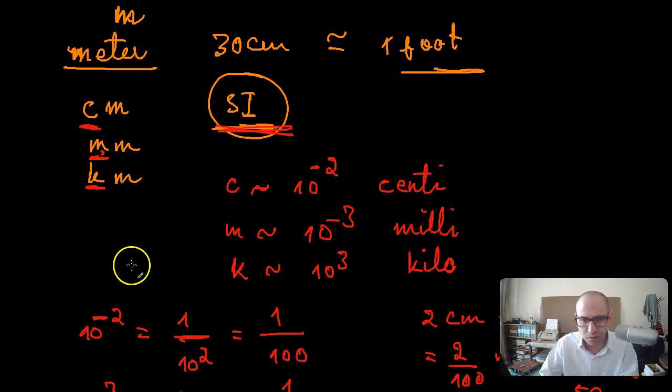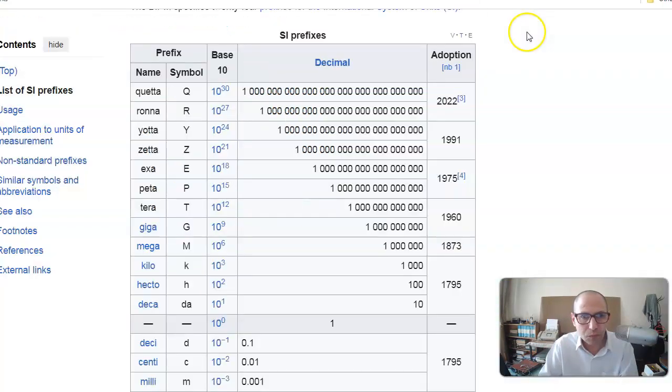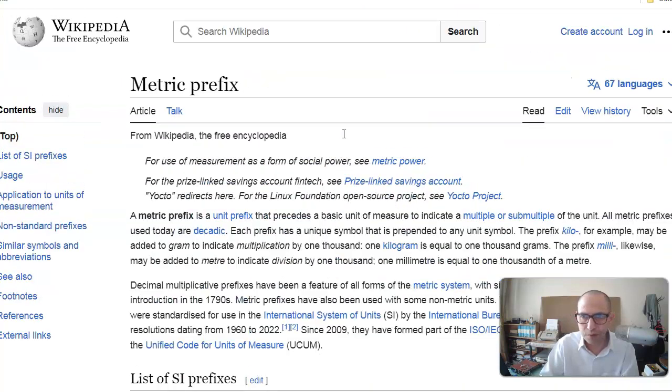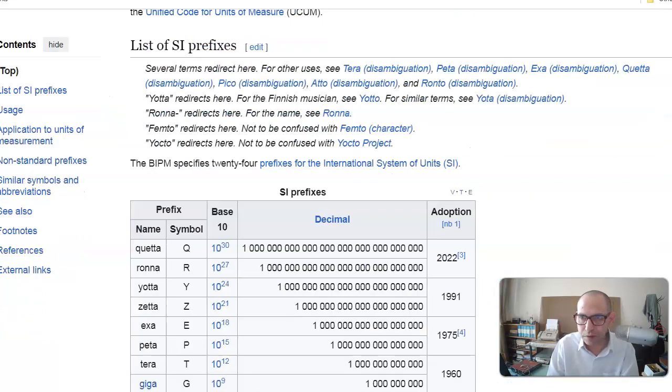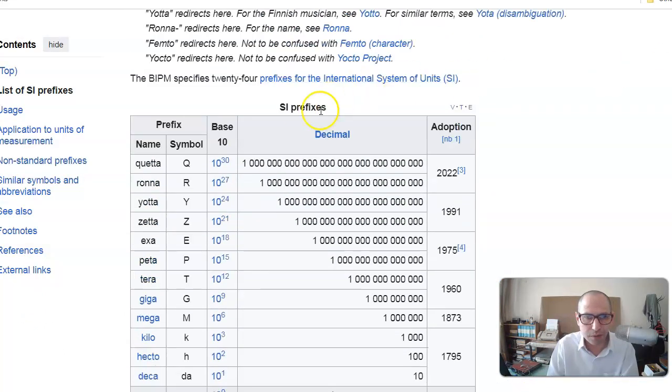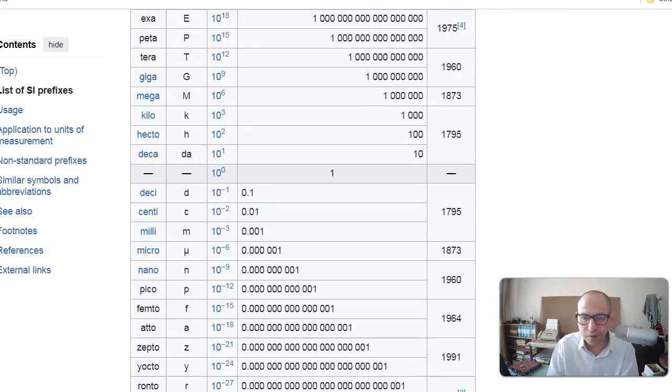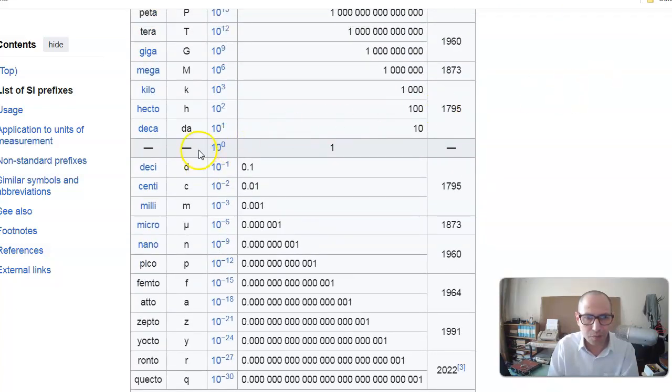Let me show you one of them, for example. So now, as you can see, this page is on Wikipedia, and this is called metric prefixes. And you can see that this is the SI prefixes. And so you see that basically you go from 10 raised to the power 0, which is 1. And then you have 10 raised to the power 1, which is called the deca, a hecto, 10 raised to the power 3, which is the kilo that we already talked about.